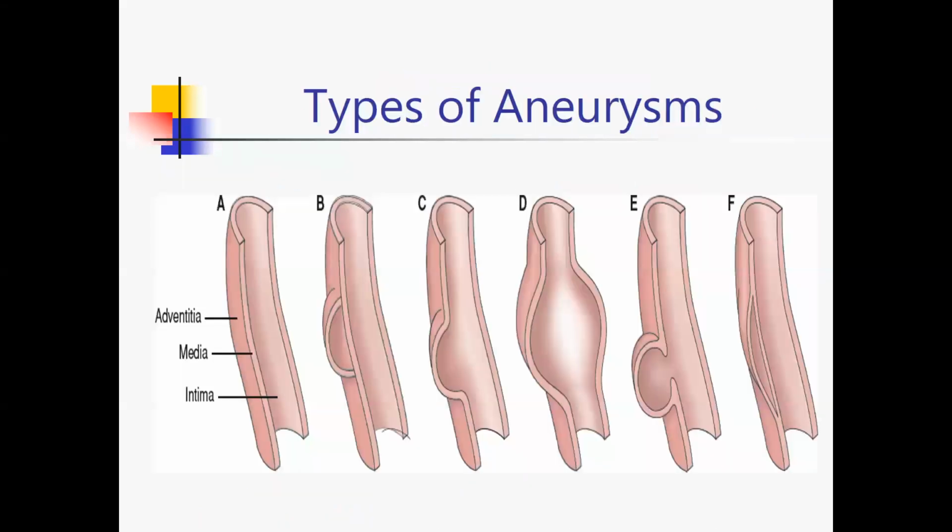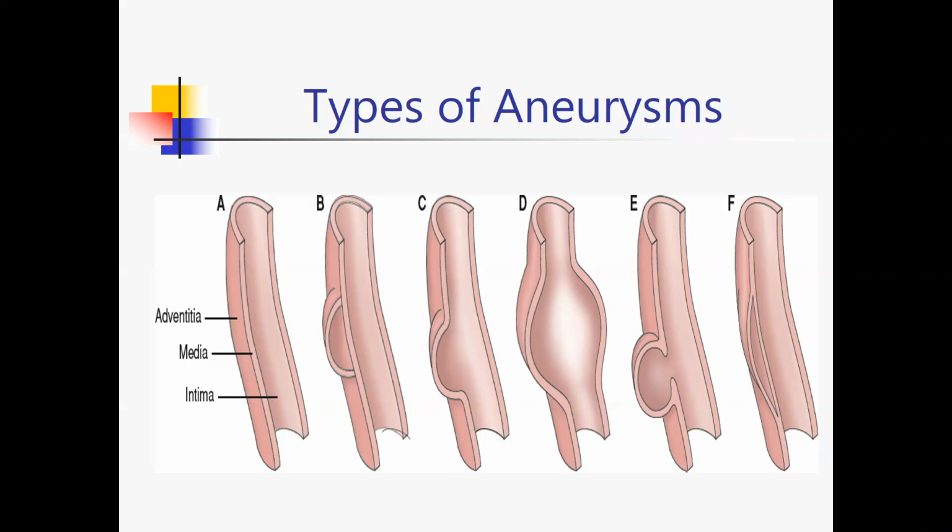So let's look at those pictures of types of aneurysms. In the first picture, A, you see a normal artery. Remember those three layers, the adventitia, the media, and the intima. In B is a false aneurysm. You see the sac sticking out on the outside, involving only two layers, where the sac is on the outside of the first layer. C is a true aneurysm. It involves all three walls.